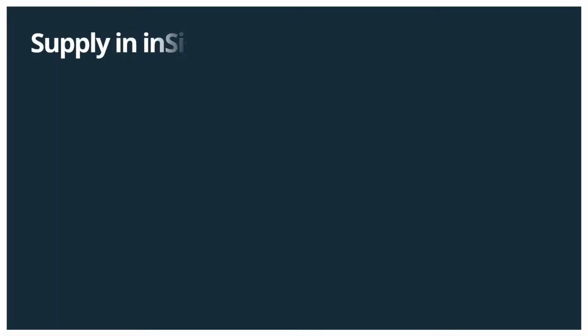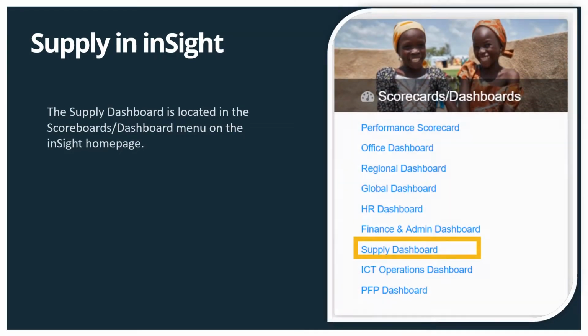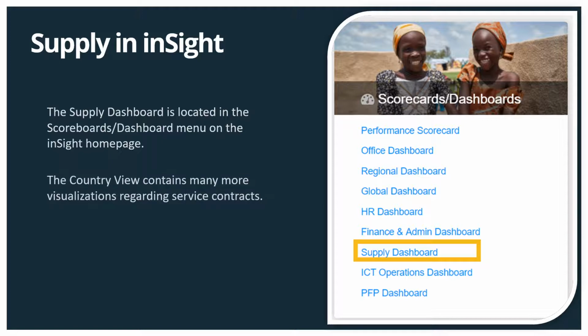You will recall that the supply dashboard in Insight can be accessed from the Scorecards dashboard menu on the Insight homepage. When you access the supply dashboard, you will be directed to the country viewing level. This view contains graphical information related to supply processes that are automatically generated by the system and typically refreshed every 24 hours from Vision. Let's look at the visualizations in the country view in more detail.